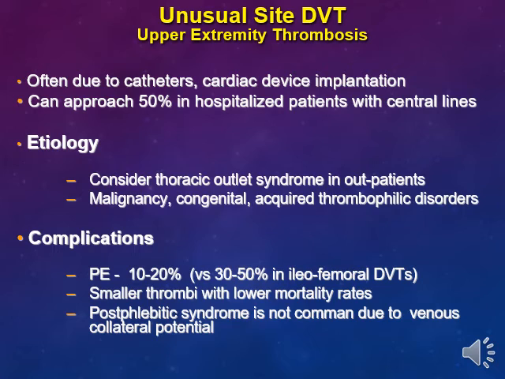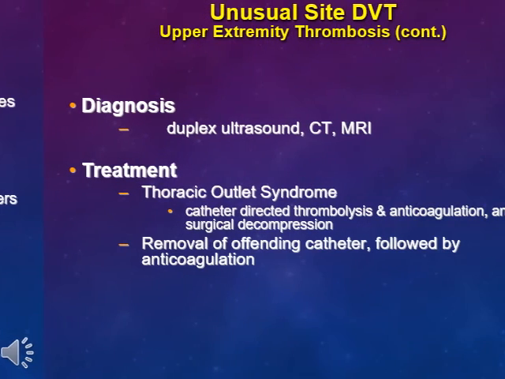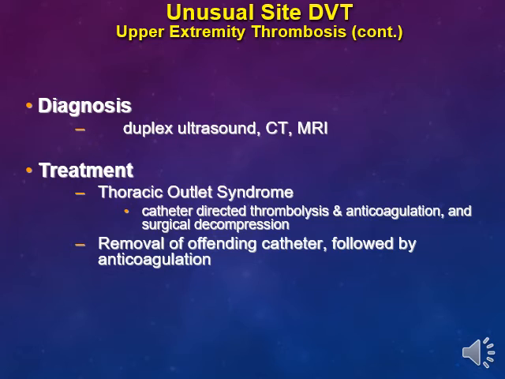The incidence of pulmonary embolism is less than in lower limb DVT, and the post-thrombotic syndrome also is less than in lower limb DVT because of the presence of collateral venous drainage. The diagnosis is also by duplex scan or CT or MR, and the treatment is the treatment of the cause, like decompression in case of thoracic outlet syndrome, venous decompression of the vein, or removal of the central catheter when there is insertion of the central catheter in the subclavian vein, and then anticoagulate the patient for 3 to 6 months.